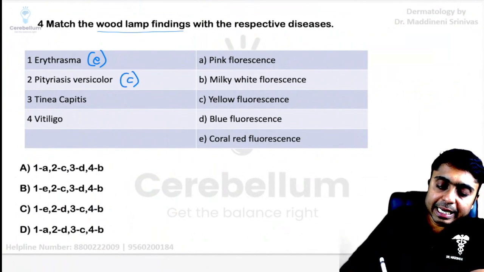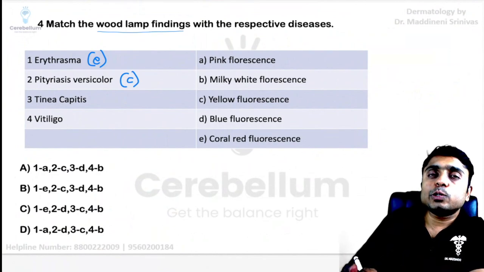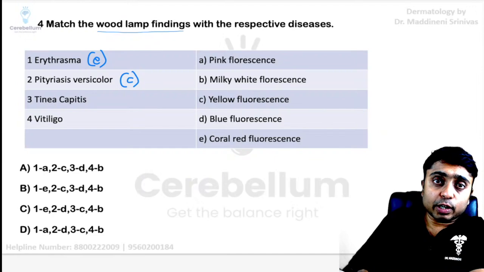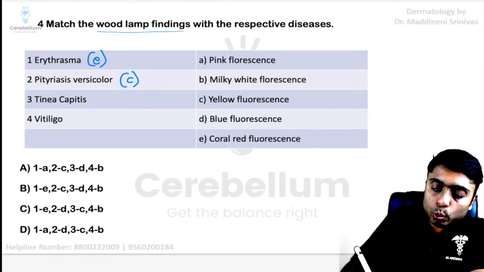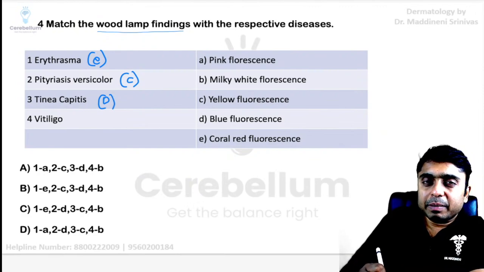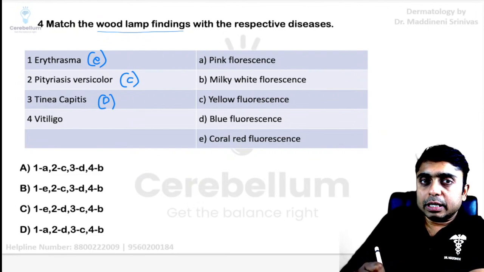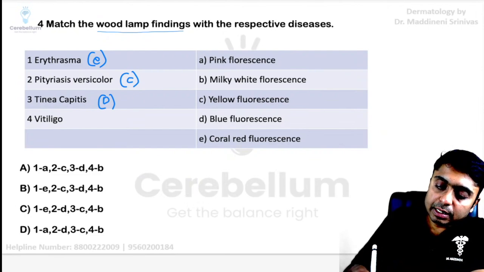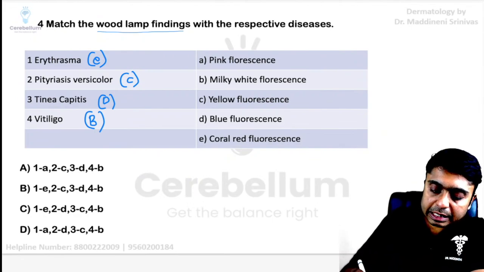So C is correct. Tinea capitis, which is of two broad varieties, inflammatory and non-inflammatory. In the non-inflammatory, remember gray patch and black dot varieties, and in the inflammatory we have favus and kerion. This is going to show a blue fluorescence, which you must remember. And vitiligo, which is an acquired depigmentary disorder in which there are antibodies against the melanocytes, leading to destruction of all the melanocytes, producing depigmented skin lesions. This is going to show a milky white fluorescence. So ECDB is the correct matching.